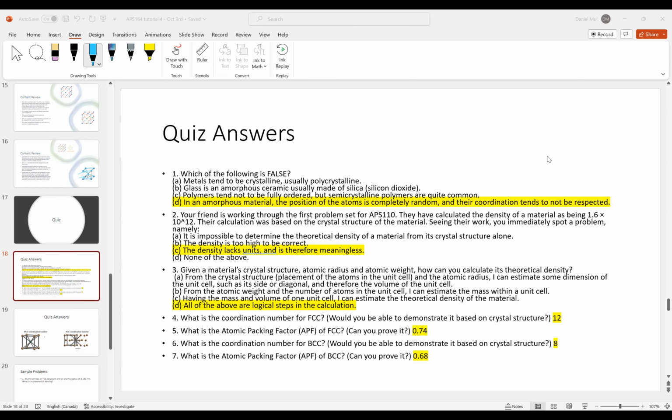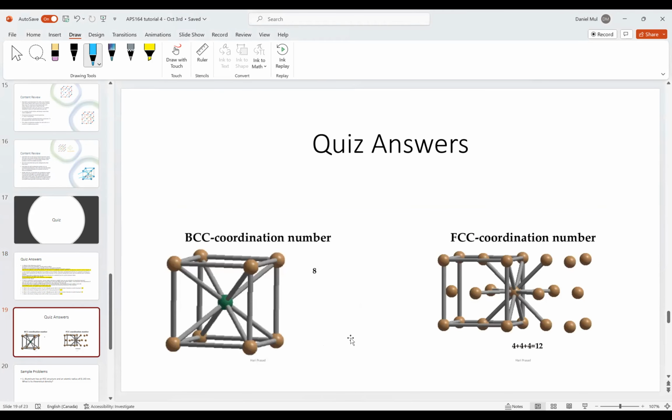Everybody's good with 2 and 3 though? Or just show sort of how we get coordination number for these ones. So that's how you sort of see it. And I'll just, yeah.